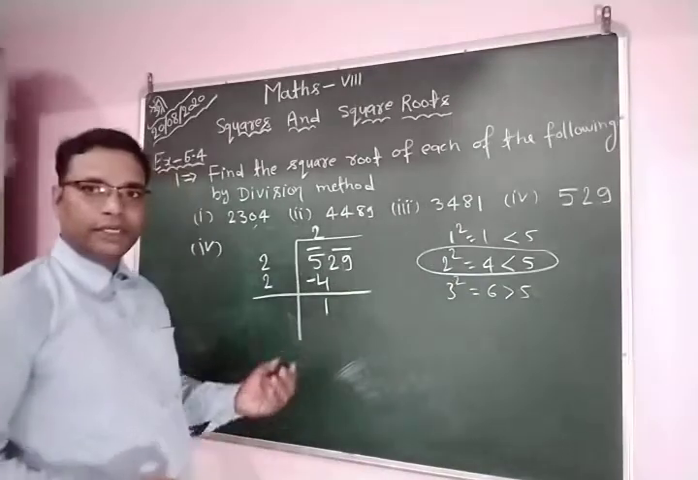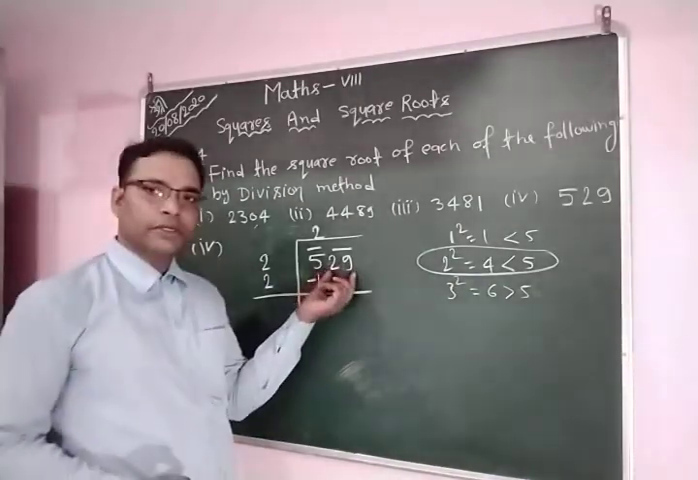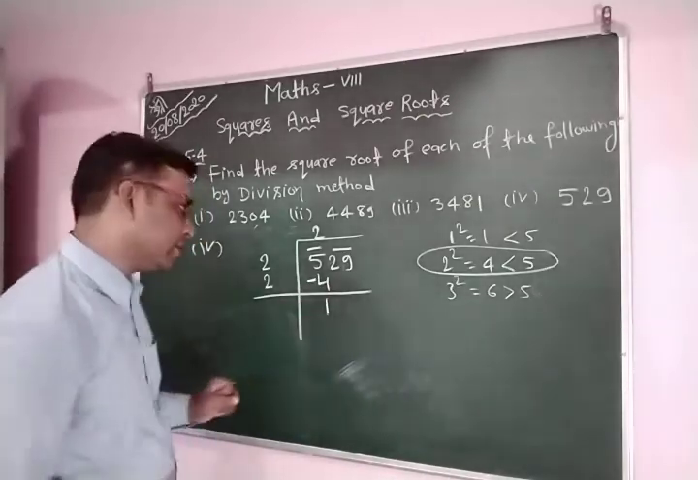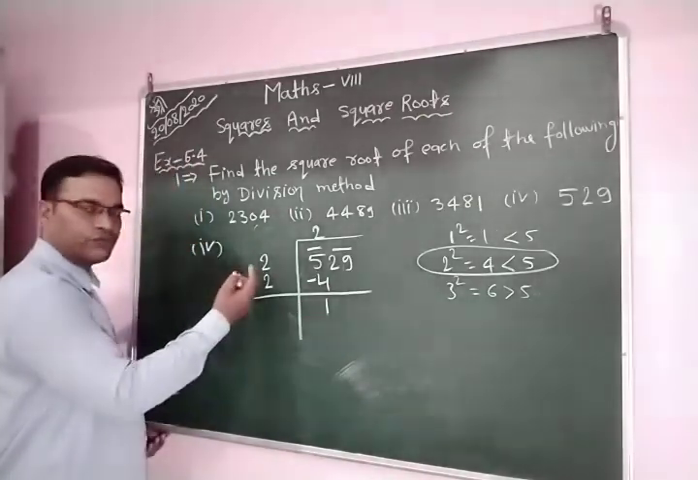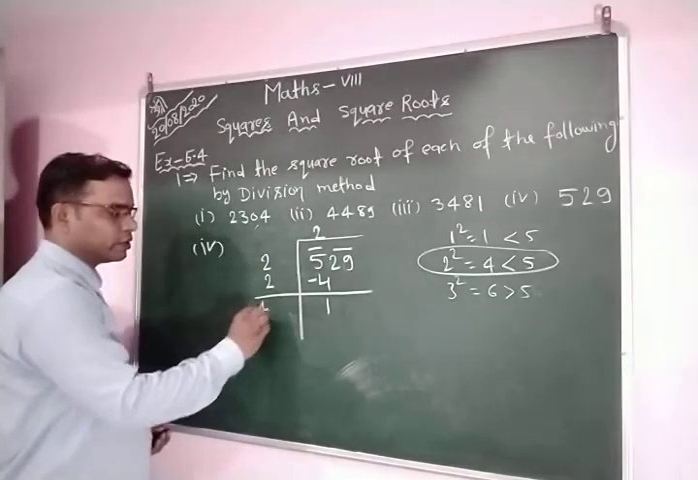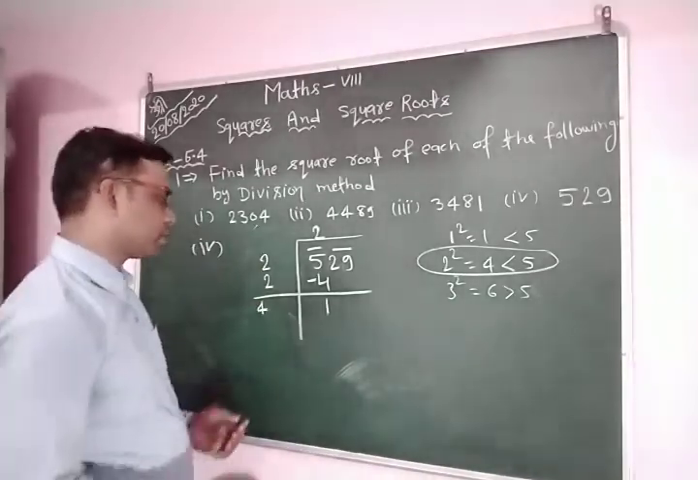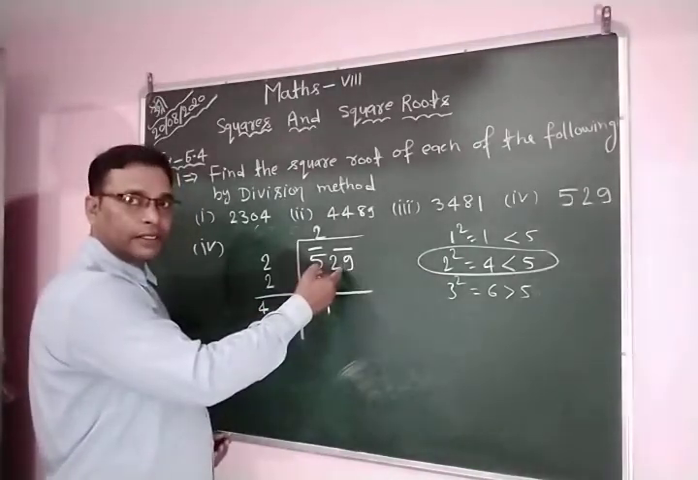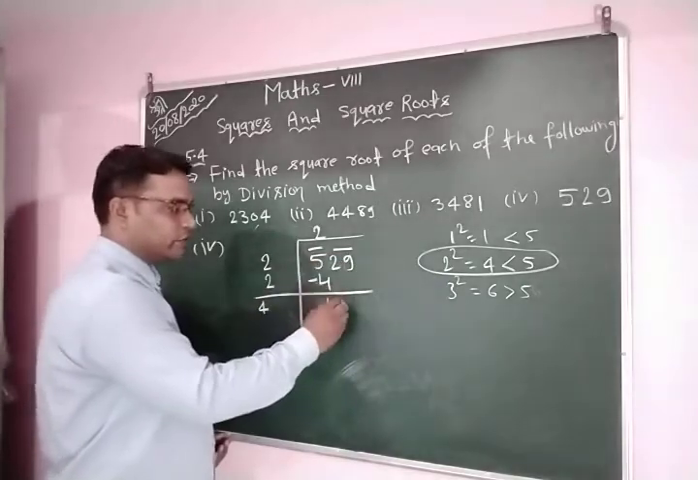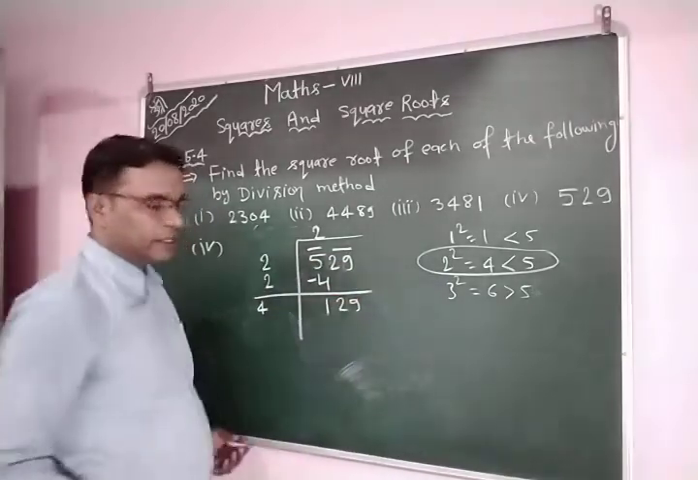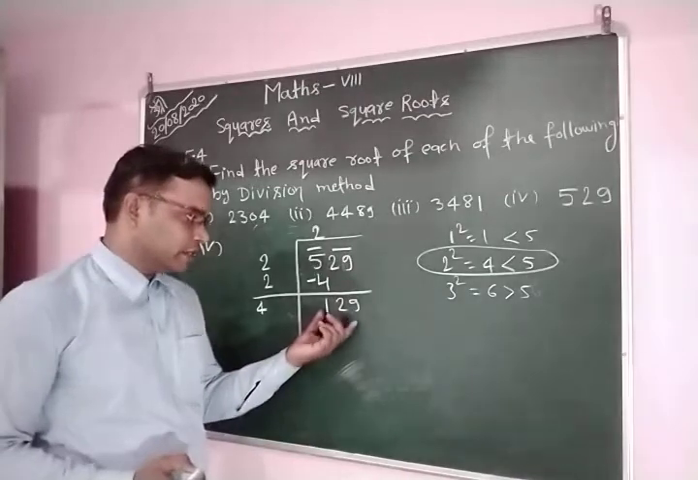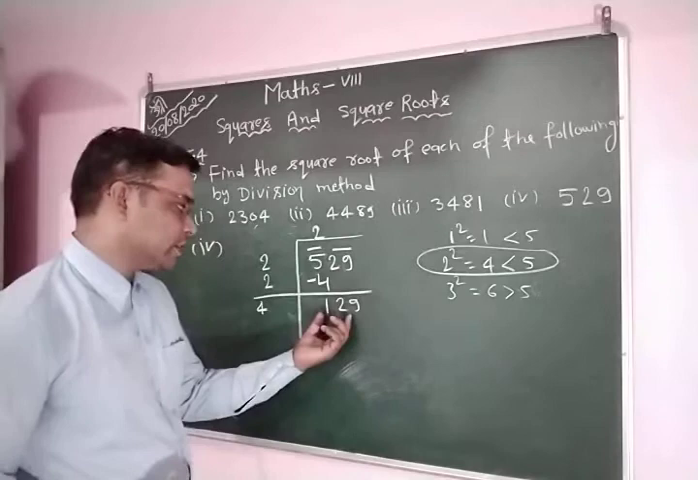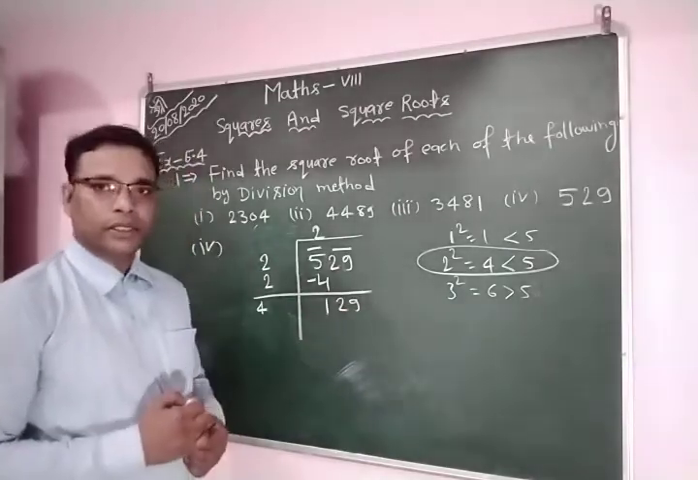Now bring down the next bar digits. The next bar digits are 29. Here this 1 is our remainder. And again we add: 2 plus 2 is 4. So you write here 4, and you bring down the next bar digits, 29, and write them to the right of the remainder. So this is the new dividend, equal to 129.